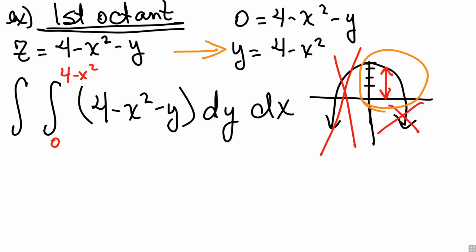Now, based on what I've got circled, I'm going to deal with x. So what's going to be our lower x value? Zero to 2. Yes, 0 is going to be our lower, 2 is going to be our upper. Any questions there?